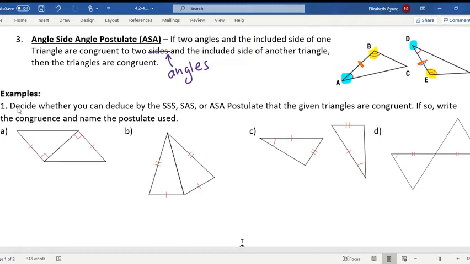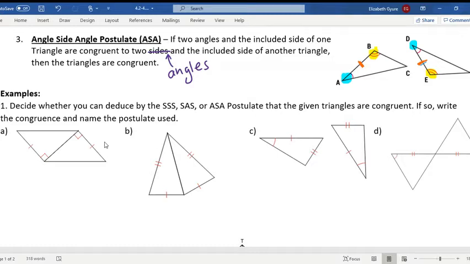So this says decide whether you can deduce by side angle side, or the angle side angle postulate that the given triangles are congruent. If so, write the congruence and name the postulate used. So when it says write the congruence, it wants the congruent statement, like triangle whatever is congruent to the other triangle, okay? So I want to take a look at at least one of these together, and then I'd like you to try these out on your own. There is one that does not work. There's one that, sure, you have some information labeled, but it's not necessarily helpful.